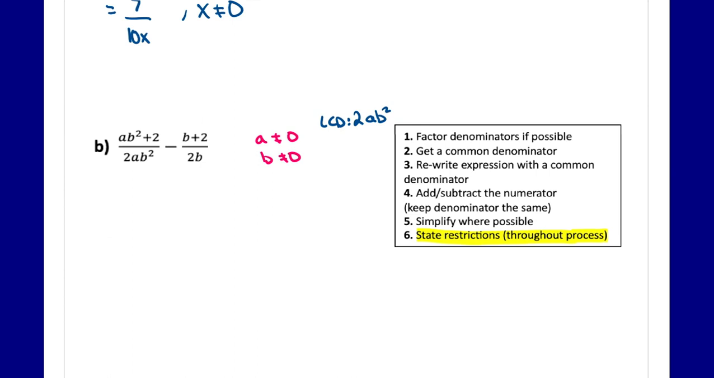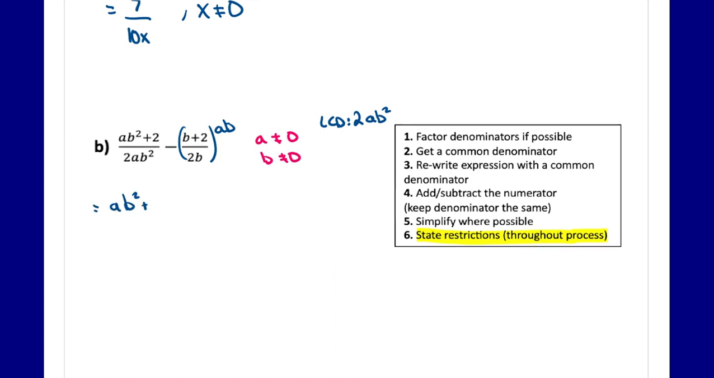So let's see what I have to multiply each rational expression by to get that common denominator. Well, for the first one, I don't have to multiply it by anything because that is my lowest common denominator already. For the second fraction, I do have to multiply this by an ab. Because when I multiply, and again, using the brackets to signal that I have to multiply both parts, the numerator and the denominator, I'm going to multiply that through.